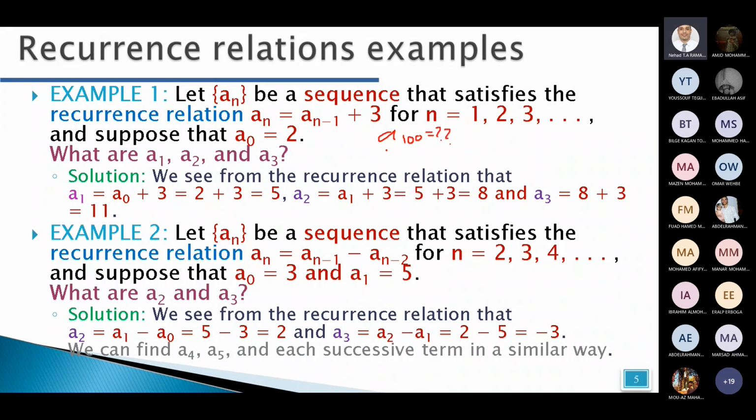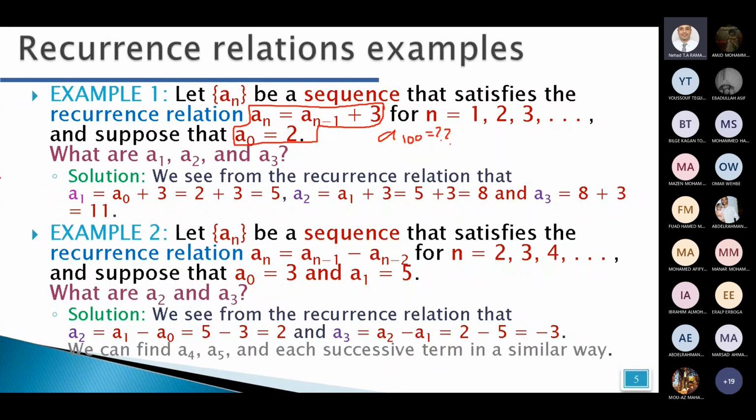Cannot know it simply from the description of the recurrence relation. From this description, you cannot easily get A100, for example, or A50 or A150, meaning term 100. You can get it if you find the general term of this recurrence relation, or the solution for this recurrence relation. We will take it later, next.